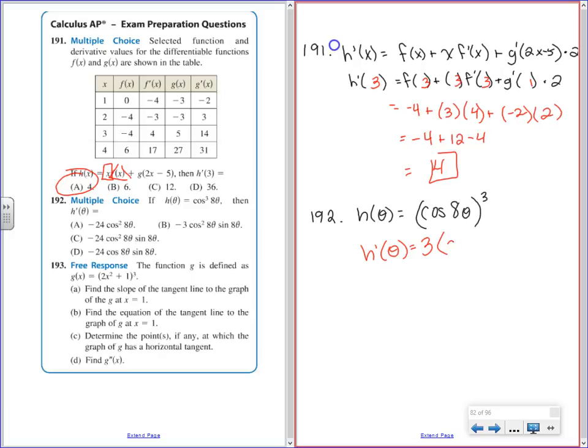Bring down the 3. Look at that silly Matryoshka thing. Just look at the cube. Bring down the 3, make it a 2, times. Don't you dare touch the inside. Keep the inside the same. Derivative of the outside, keeping the inside the same, times. Now work your way in. Peel off the cube. Who's next? Cosine. Derivative of cosine is negative sine, keep its inside the same.